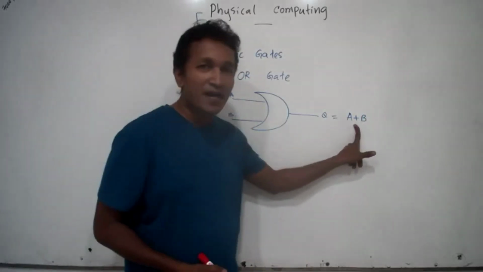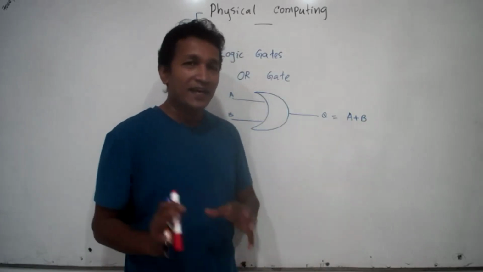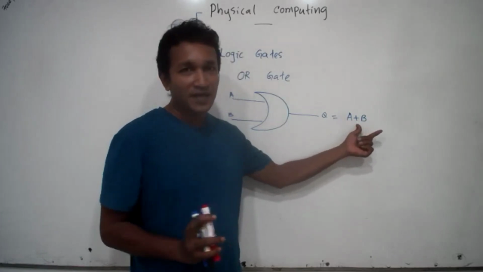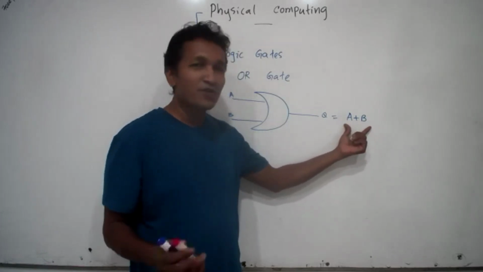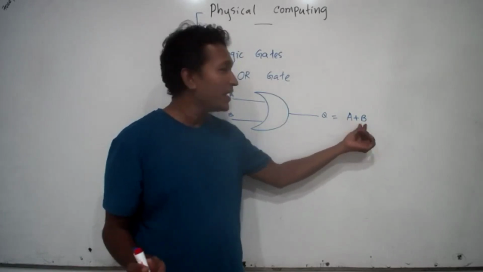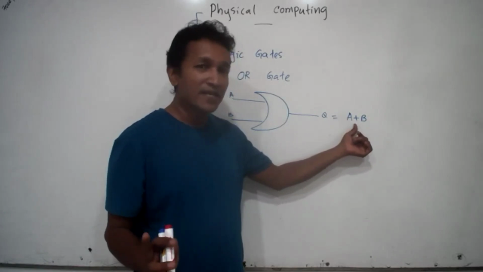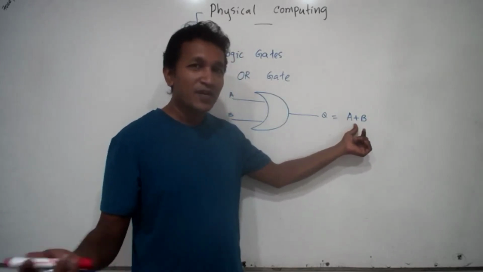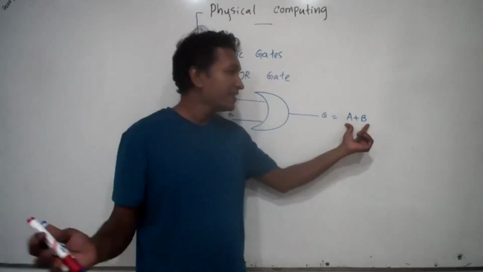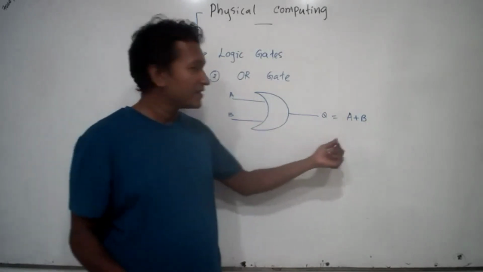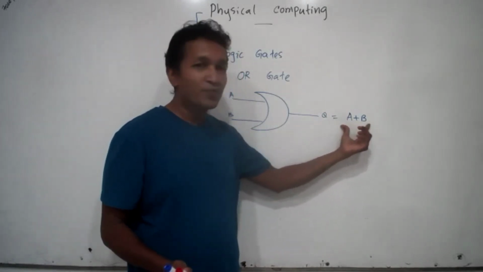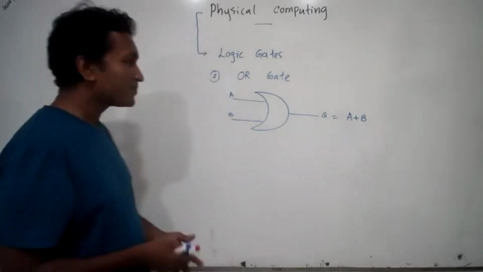Since this is a plus mark, this is not to add. Remember that. This is just a symbol. Sometimes you may confuse that this should be add, but it should not be add because this is only a symbol. That's why you confuse this one with the AND gate, right? So this is the OR gate, and this is the symbol for the output, A plus B.